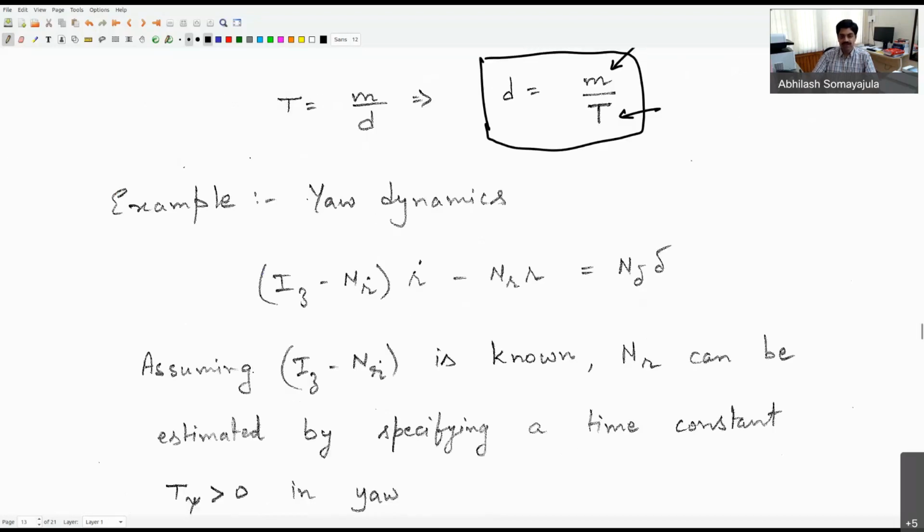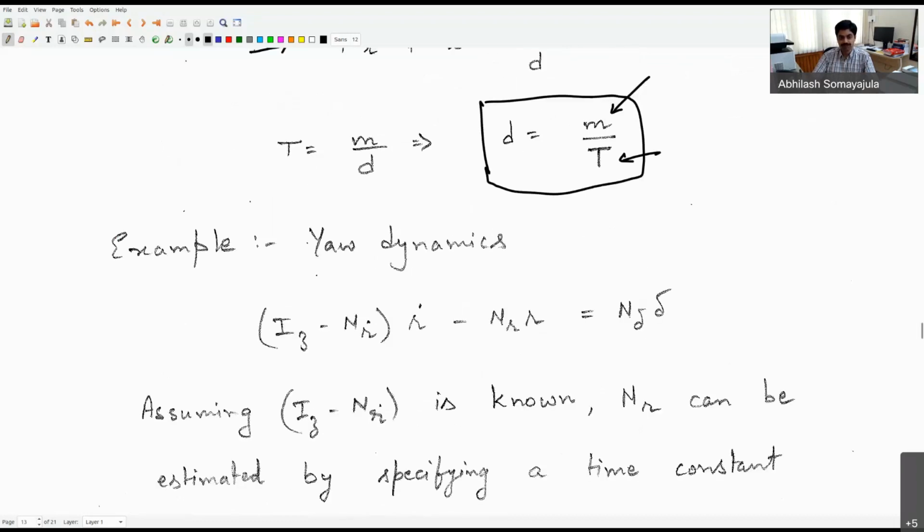Okay, so suppose that I wanted to look at the single degree of freedom yaw mode of motion, where I'm assuming a pure yaw motion with no sway motion. In that case, my equation of motion can be written as Iz minus Nr dot. This is the mass moment of inertia and this is the added mass. Then this is the damping term, and then I have the external force which is coming from the rudder. It's a very simplistic representation, but say that I know Iz minus Nr dot, and I want to figure out this value of Nr.